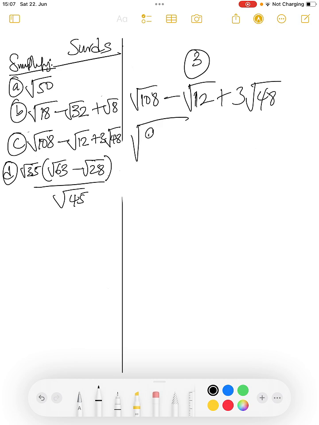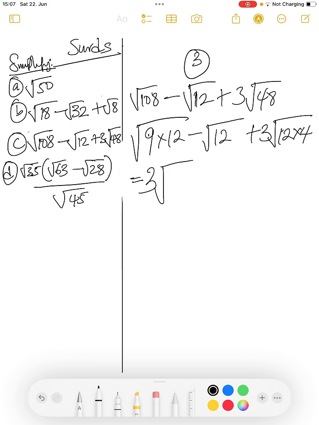So we can evaluate this. Root 108 is the same thing as root 9 times 12. 9 times 12 is 108, minus 12 root 12 plus 3 root 12 times 4, which is 108. So 4 times 12. Remember, multiplication is commutative, so the order of arrangement does not matter. Root 9 is 3. So we have 3 root 12 minus root 12 plus root 4, which is 2, coming out to multiply 3, which is already 6. So you have 6 root 12.